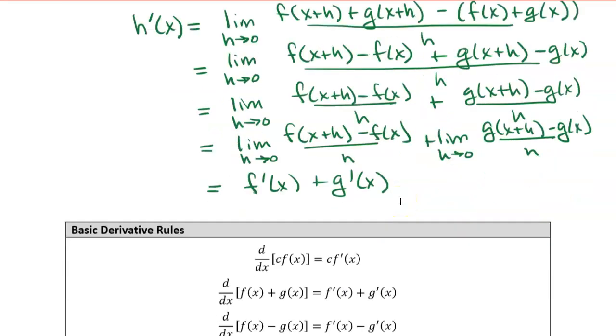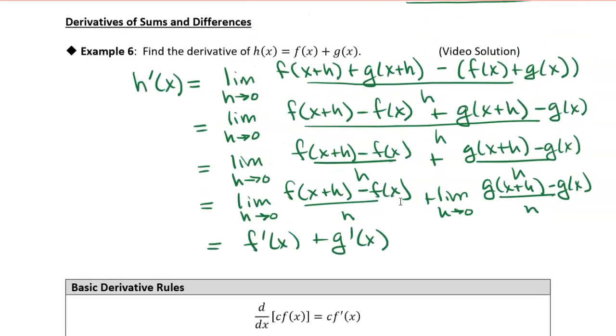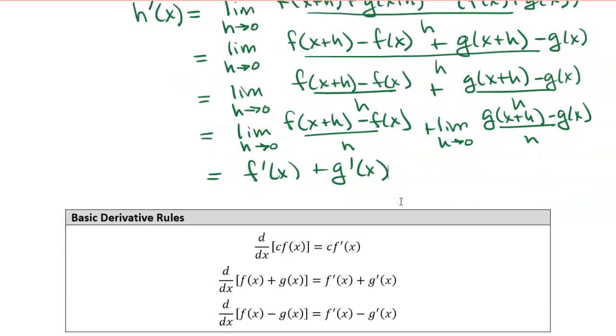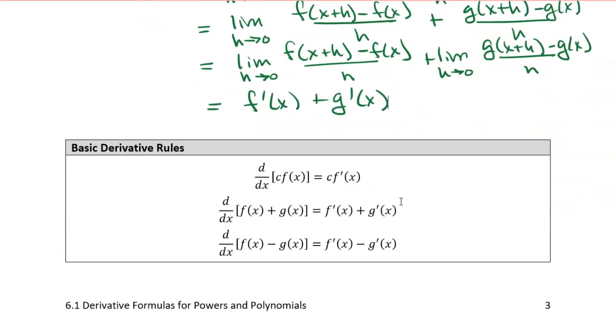So we have some new rules, and this actually works for subtraction as well. I just didn't show subtraction, but we could do the same thing for the difference of two functions. So it turns out that the derivative of a constant multiple of a function is equal to the constant multiple of the derivative, and the derivative of a sum is the sum of the derivatives, and the derivative of a difference of functions is the difference of the derivatives. Which is nice.